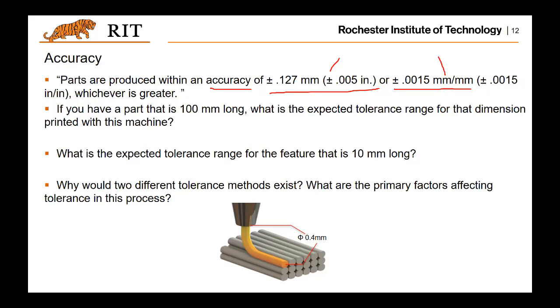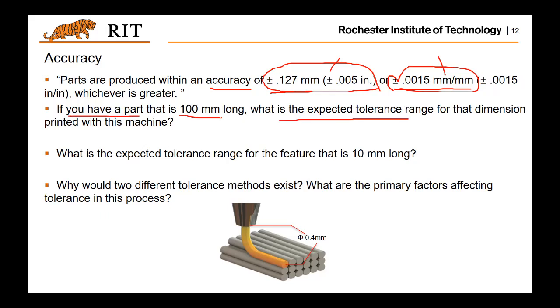Why are there two numbers here? That is because, in principle, when the part is larger, the printing error will become larger because of the plastic expansion or shrinking during the printing process. That is similar to some other processes for plastic, like injection molding. But let's look at a specific example, and see how we could utilize the two to decide which will be the accuracy. Let's say you have a part with a 100 millimeter length.